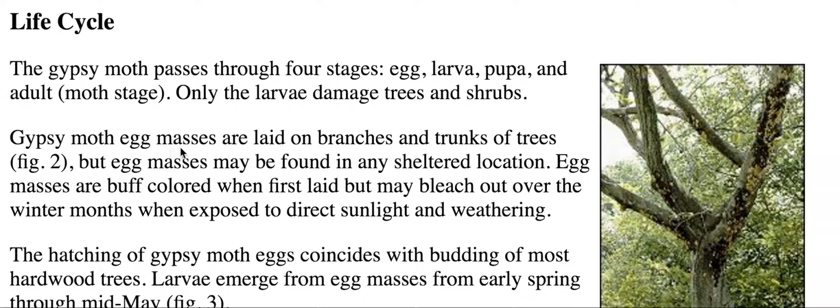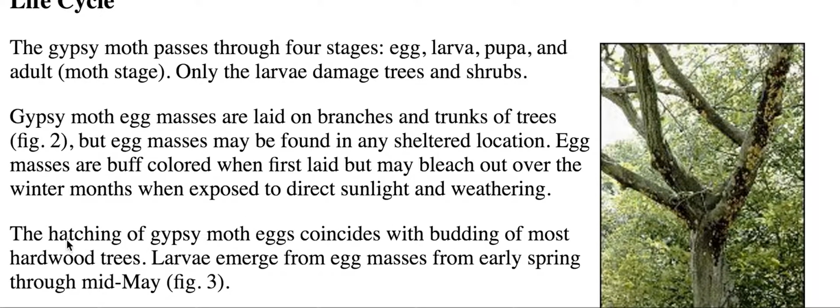Gypsy moth egg masses are laid on branches and trunks of trees, but egg masses may be found in any sheltered location. Egg masses are buff-colored when first laid, but may bleach out over the winter months when exposed to direct sunlight and weathering. The hatching of gypsy moth eggs coincides with budding of most hardwood trees.